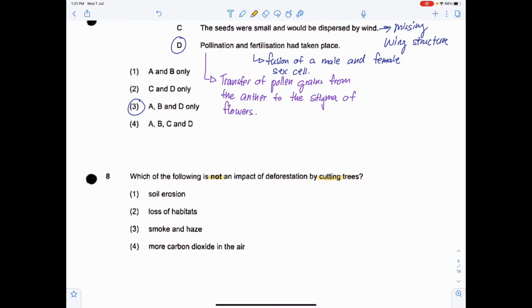So we know that everything here is actually an impact except for smoke and haze. Because smoke and haze is actually caused by burning of forests, right? Not by cutting. So you need to be very careful. So students got this wrong because they didn't realize that burning and cutting are not the same. Okay?